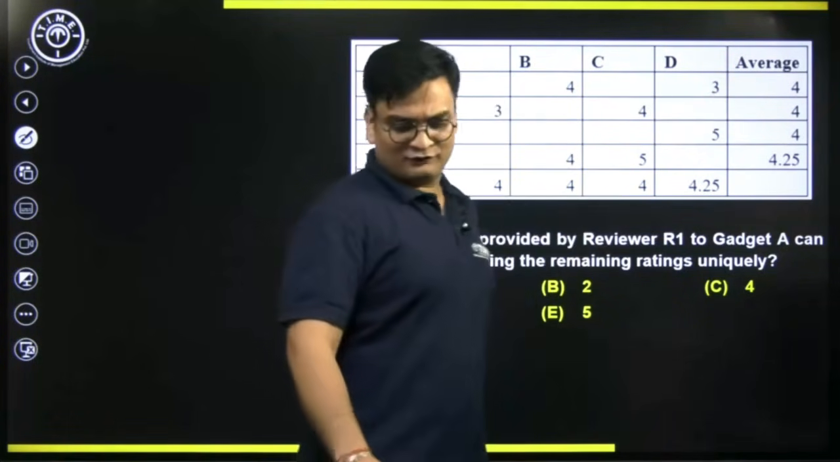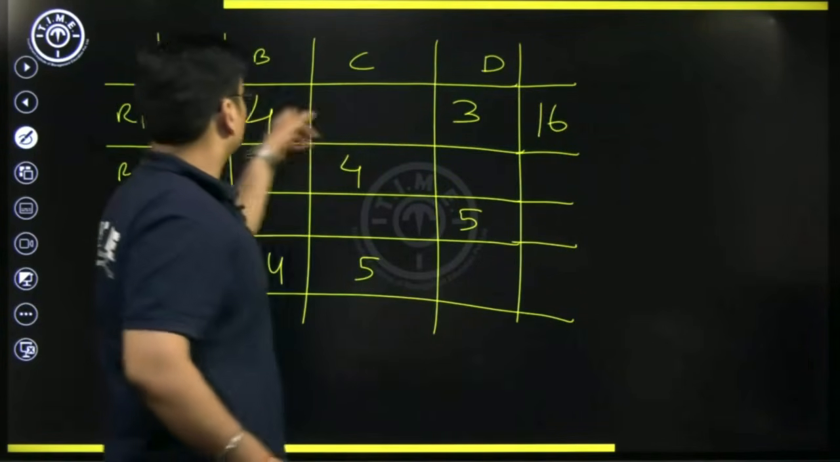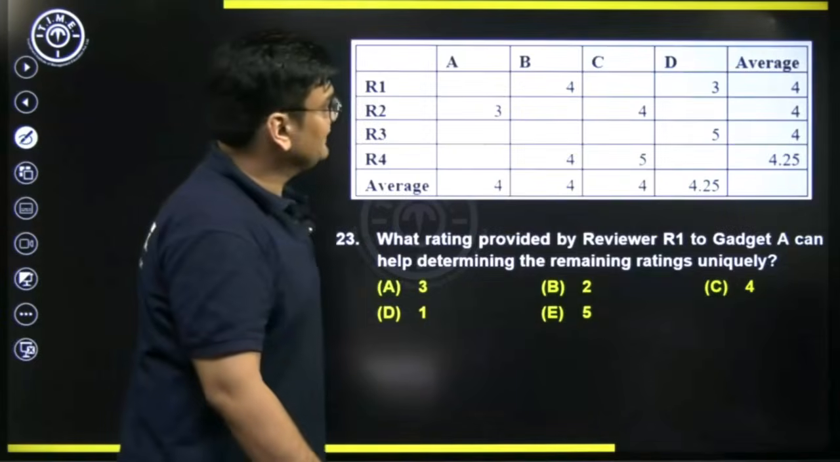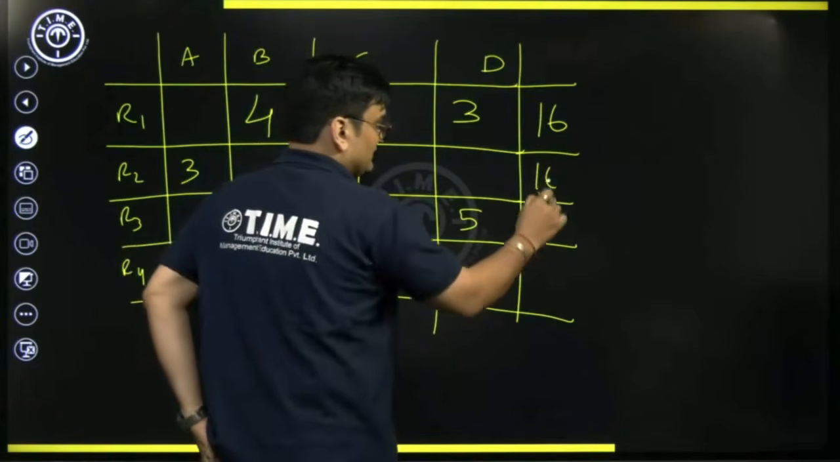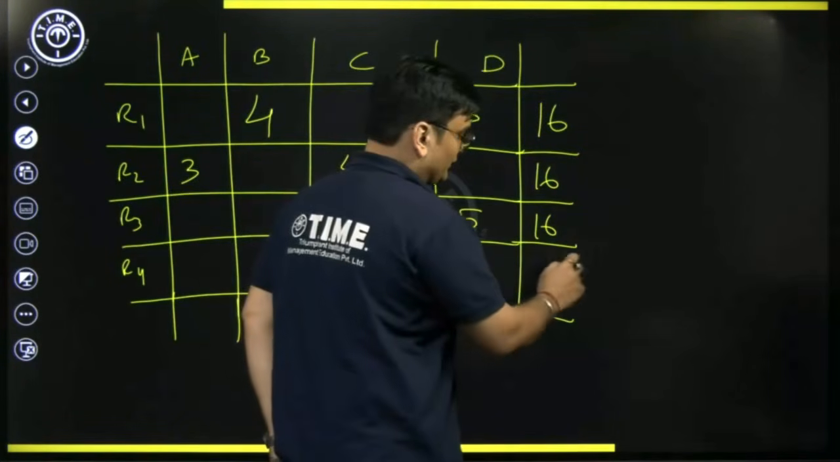So if the average is 4, what will be total rating? 4 into 4. Can I say this will be 16? So sum of this row here should be 16. Similarly, this will be 16 and this will be 16 as well. And that is 16 into 4 into 4.25, 17.